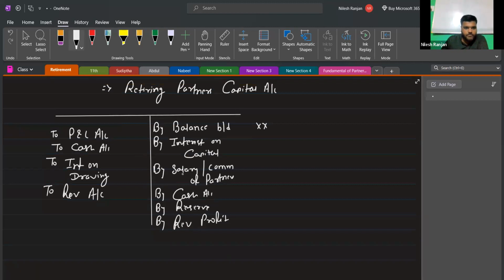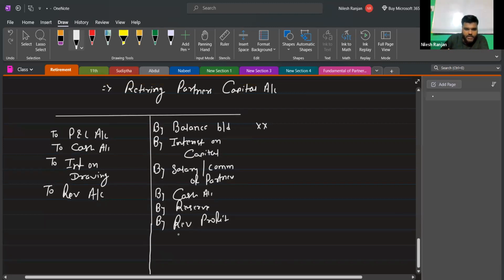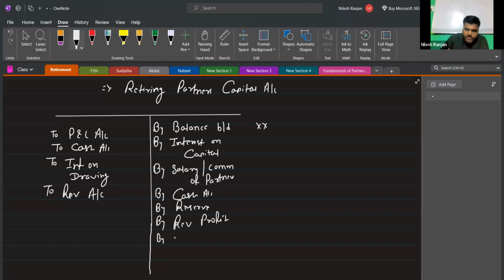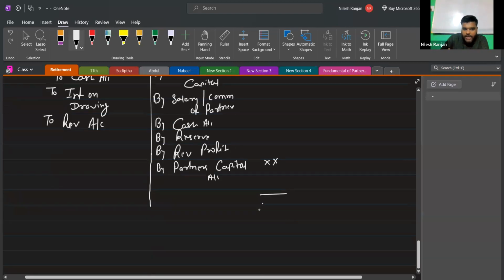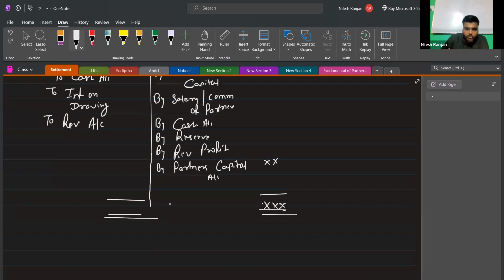Okay. So by balance b/d, revaluation, and if there is any, let's say, goodwill. So goodwill is written as by partners' capital account, because other partners will give the goodwill to the retiring partner. After writing all the items, you have to total both sides, and whichever is higher will be written on both sides. After that, the balance will be transferred to the retiring partner's loan account.